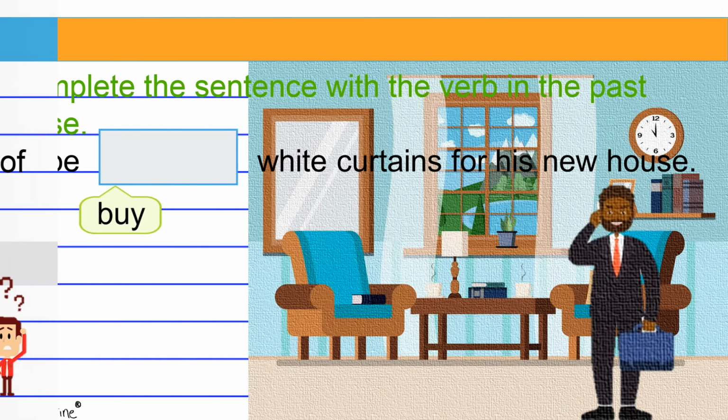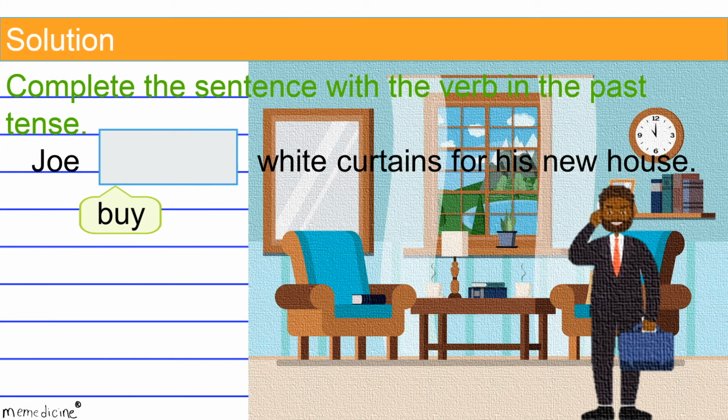All right, back to the original question, now for the solution. Bought is the simple past tense verb form of buy. This is an irregular verb form, so you'll have to commit it to memory.